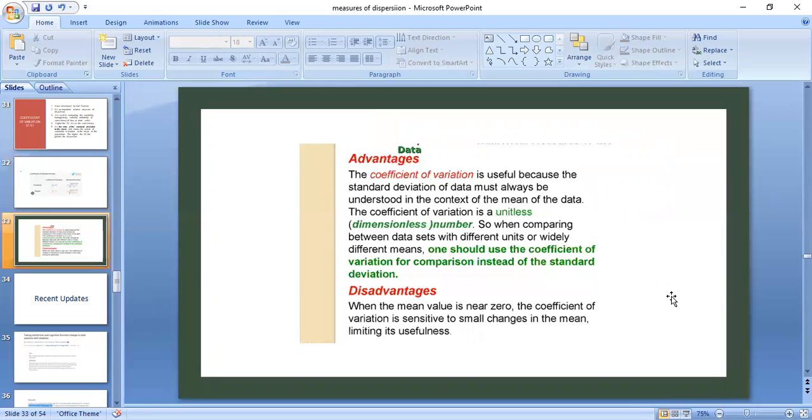Note the merits and demerits of coefficient of variation. The coefficient of variation is useful because the standard deviation of the data must always be understood in the context of the mean of the data. The coefficient of variation is a unitless or dimensionless number. So when comparing between data sets with different units or widely different means, one should choose the coefficient of variation for comparison instead of the standard deviation. While its disadvantages are, when the mean value is near zero, the coefficient of variation is sensitive to small changes in the mean, limiting its usefulness.